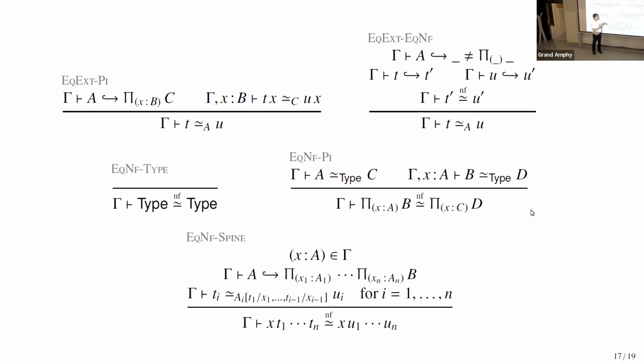But think about what this algorithm does. If you ask it to compare two lambdas, or a lambda and something else, at a pi type, you'll see the lambda goes away, and that's why the eta rule works. It has the same effect.